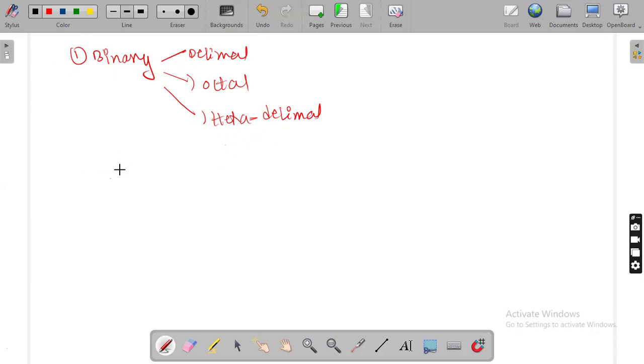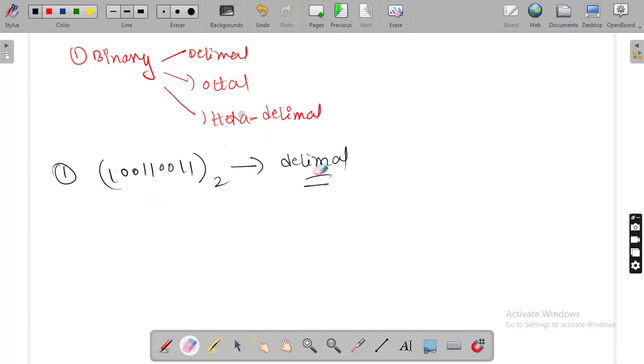Consider there is a binary 0 0 1 1 0 0 1 1. Let's take this number. This is binary. Convert it into decimal. I already told what is the decimal style. You have to follow the powers of 2 series. Getting my point? So the question is like this.